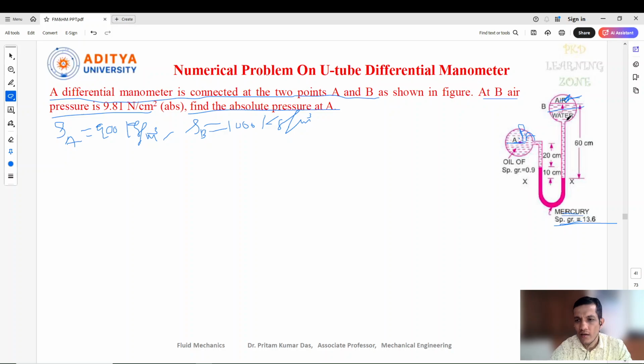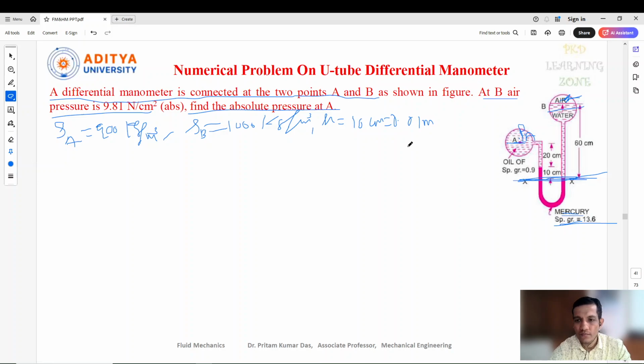This one, height is given here. So this is the datum line for us, the XX line. Now if you see, the h value is given here, h equal to 10 centimeter. So 10 centimeter we can write in meter.